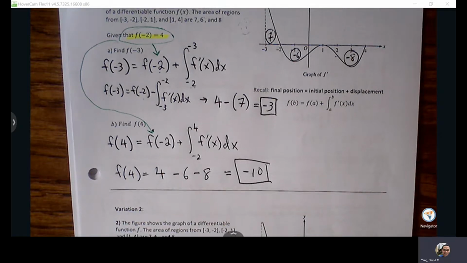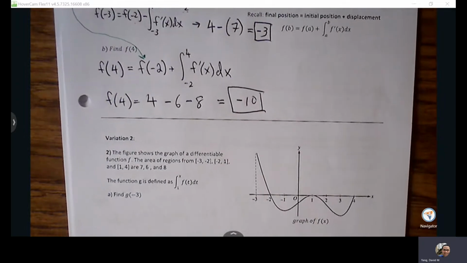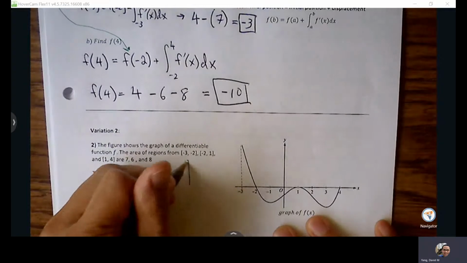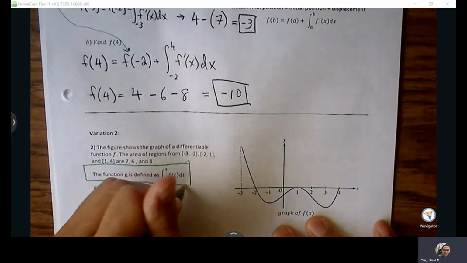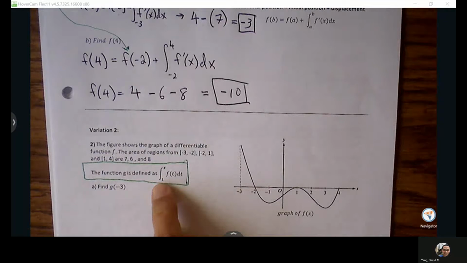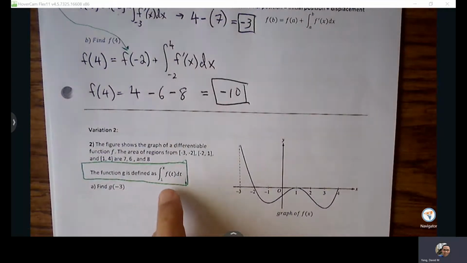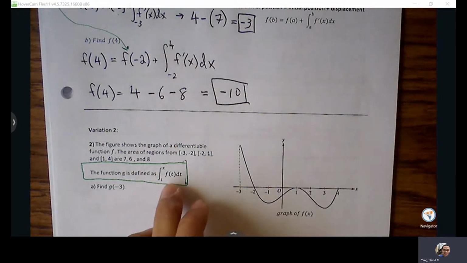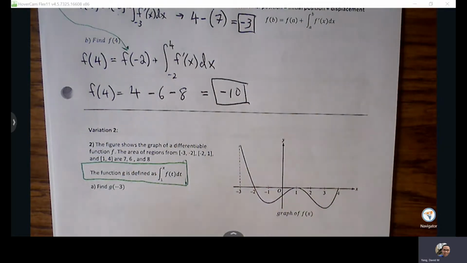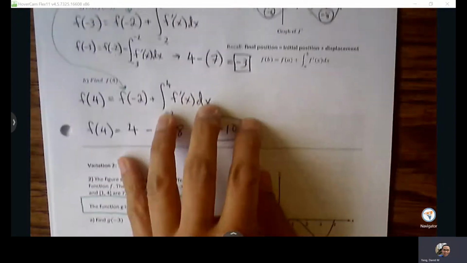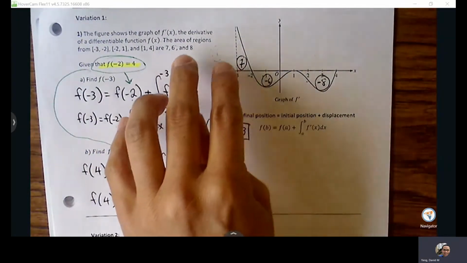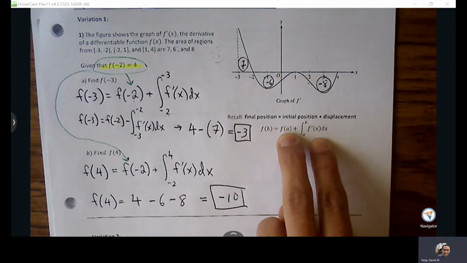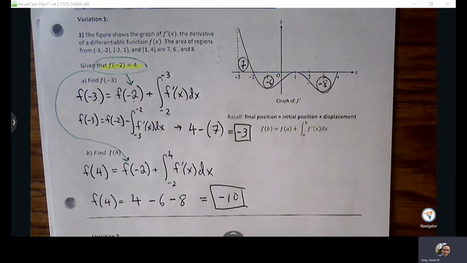Okay, now I want to show you a second variation here. Second variation, the exact same steps. The difference here is there's actually an explicit definition for g of x. So what I want to show you is that if there's an explicit definition for g of x, there's no need to include an initial position. You just follow the rule, whatever it is, then that's the location. But if there is not an explicit definition of f of x, then you have to rely on initial plus displacement to get to the final position. Okay.